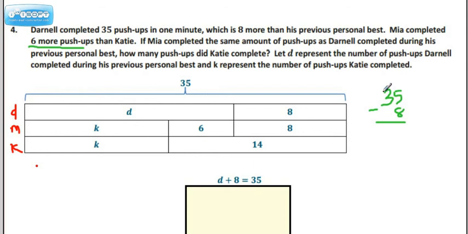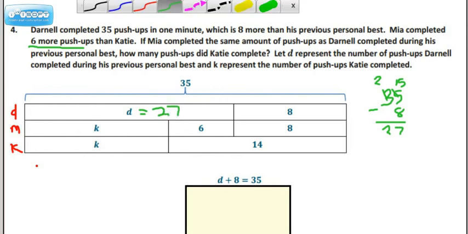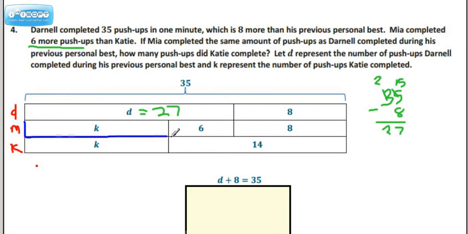We can't take 8 away from 5, so we'll rename. This is going to be a 2, and this is going to become a 15. Then if we bring this down, we get the 7, and then 2 minus nothing is 2. So in other words, D is equal to 27. That means if we focus on, let's use blue, this piece right here, that piece has to add up to be 27. Or if we look at the entire thing, this plus this plus this has to equal 35.